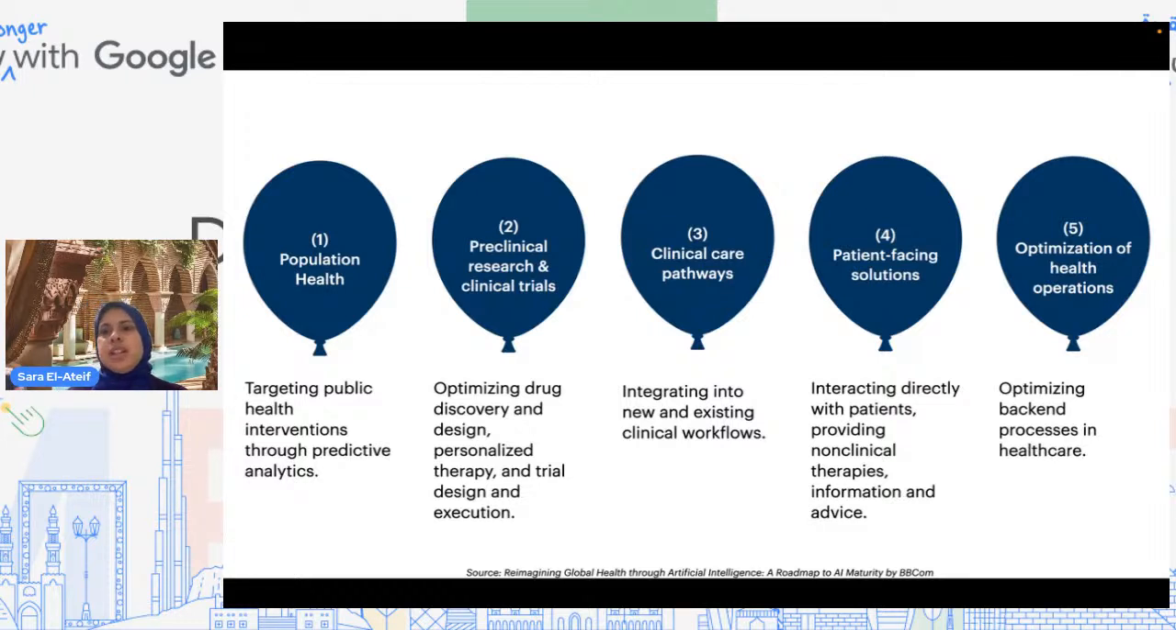Apart from that, there's something called optimization of health operations, which is optimizing backend processes in healthcare. For example, storing data from the scanners. Usually in a healthcare system, they have what they call PACS, which is like a database where they store their data. So perhaps we can optimize the access to these scanners, or other processes that usually take a long time, like storing data, consulting EHR information, patient-specific data, and all of that.